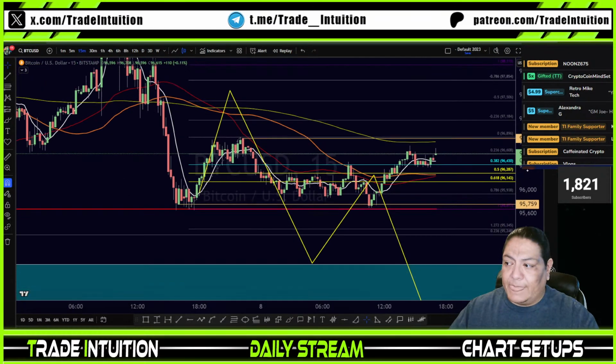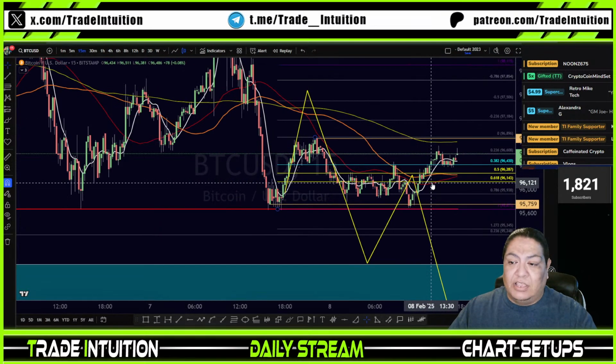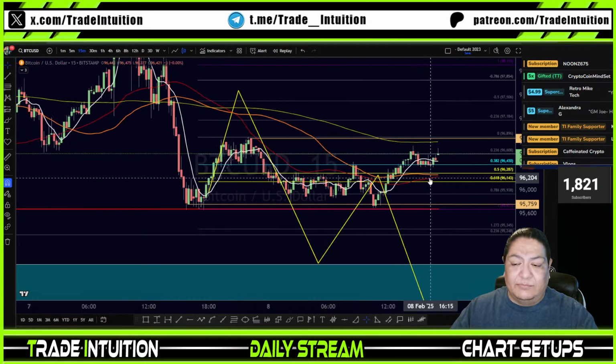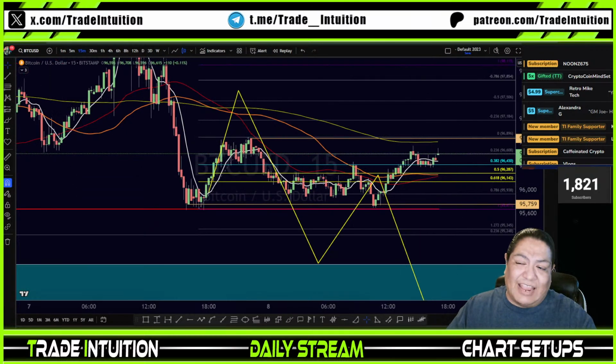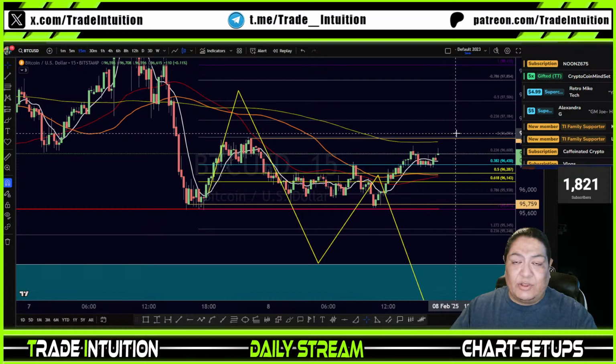So all in all, I do not think this price action is bullish right now. In order for me to start thinking bullish, it has to break above 96,873. Has to break above, close above, possibly get a retest on.